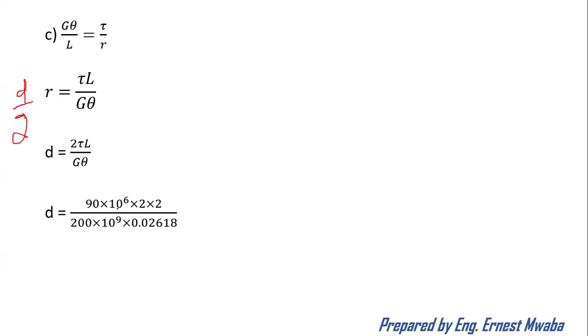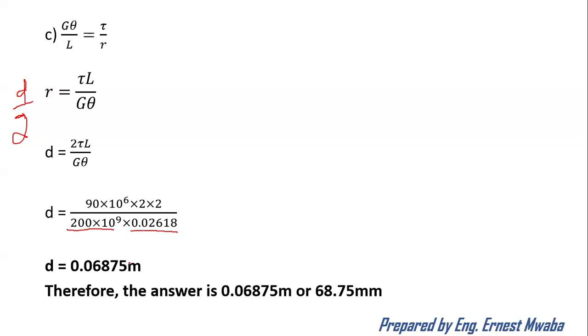Shear stress is 90 times 10 power 6. The length, this length is 2 meters. Then G is 200 by 10 power 9. Theta is 0.02618. My answer is 68.75 millimeters, 0.06875 meters. That is how you find the diameter with information provided in that manner.